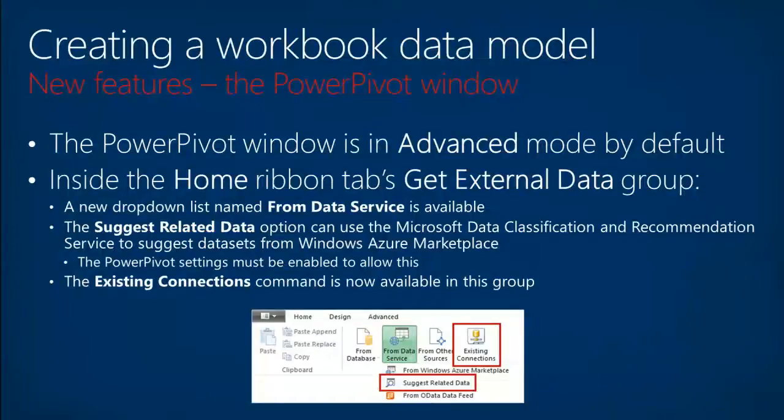Now, if that option, which is not on by default, to go ahead and use categorization to look for suggested data sets, the first attempt to use this new feature to suggest related data will prompt you to turn it on. Next, existing connections has always been there, but it was found on the Design tab.